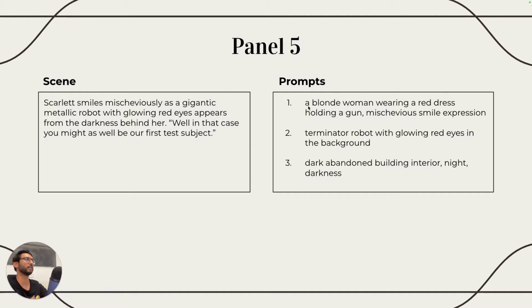So we have a blonde woman wearing a red dress, of course, that's Scarlet. We have a Terminator robot with glowing red eyes. And slightly different background this time. I'm still going to say dark abandoned building interior, but we can't use the same background because our camera angle has changed at this point.